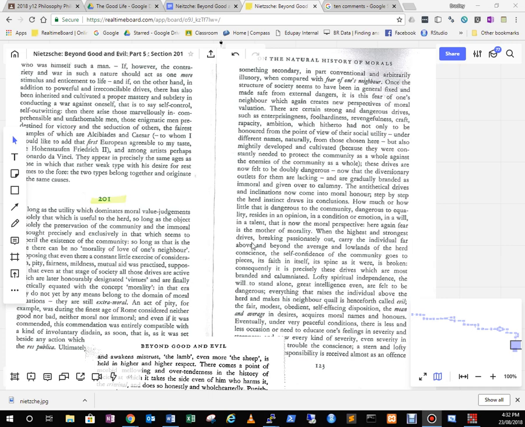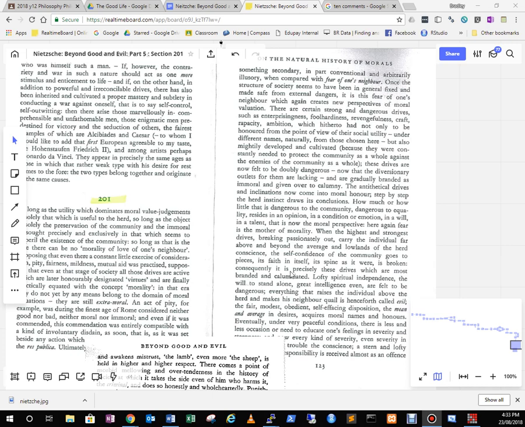When the highest and strongest drives breaking passionately out carry the individual far above and beyond the average and lowlands of the herd conscience, the self-confidence of the community goes to pieces. Its faith in itself, its spine, as it were, is broken. So we're saying when someone stands out in a crowd because they are breaking free because of their own internal passions, that threatens the herd community, which is what I said above in the summary. I think you need to take another note.